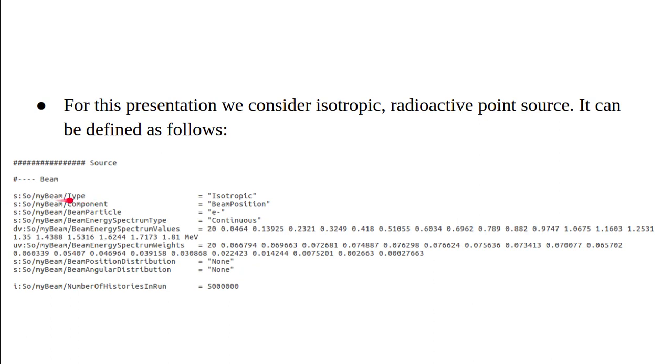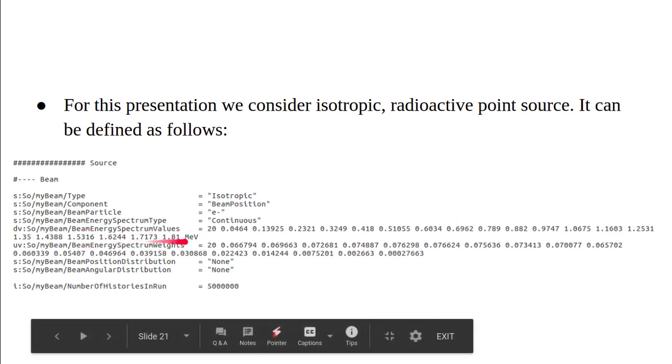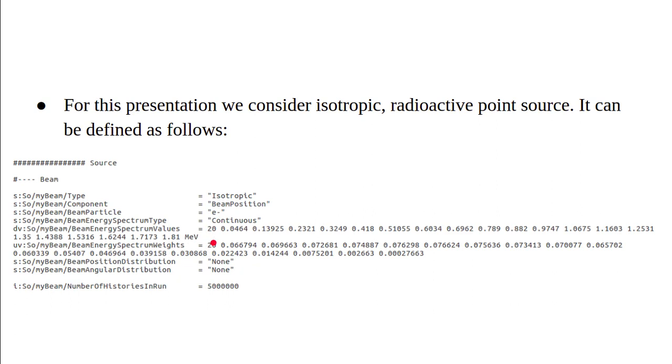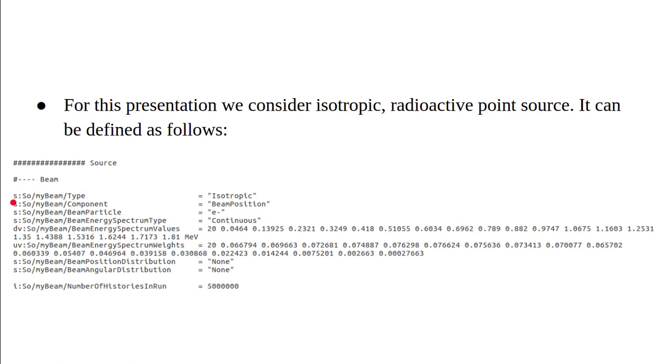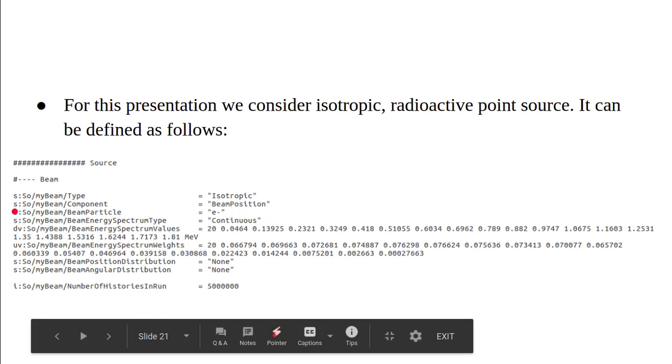So it has many parameters. First is the type, then the component, the beam particle type, and then you define the beam energy spectrum type, and then energy values with unit, and then the weight. So first of all you define the number, and then you put the values, and then if it's an angular distribution or position distribution, since it's none, I put none. And how many histories you want to run. Here we run 5 million. And here it also has different data types given behind. So it is like a string.